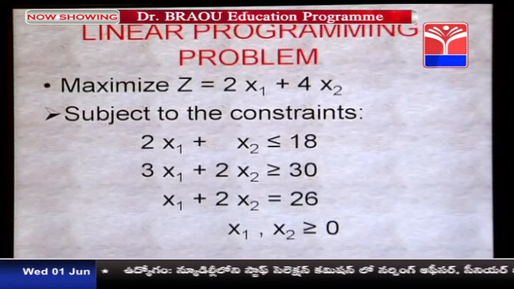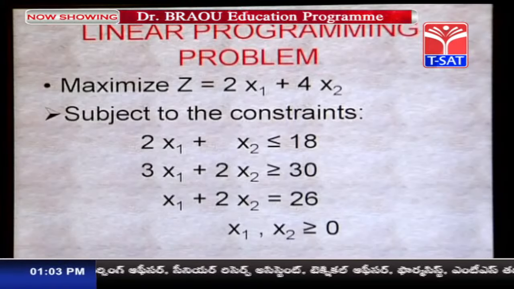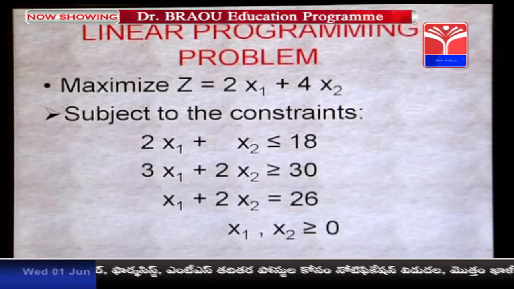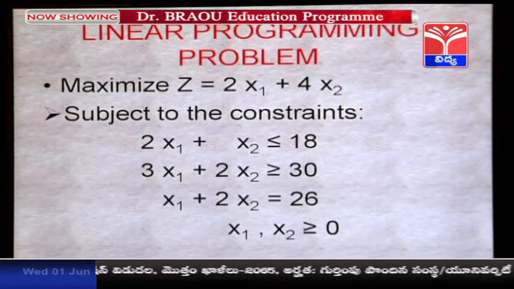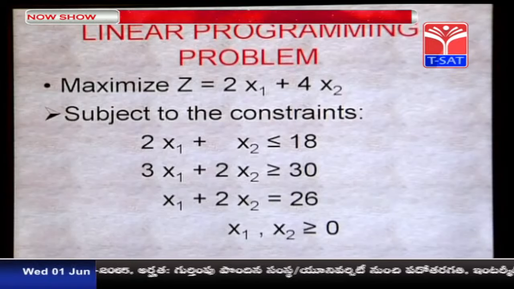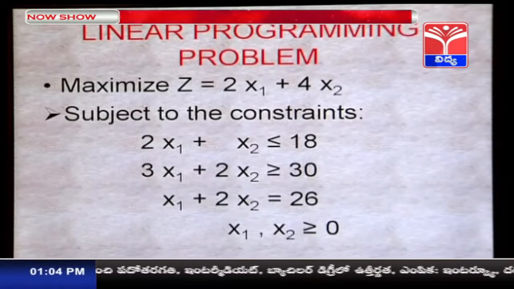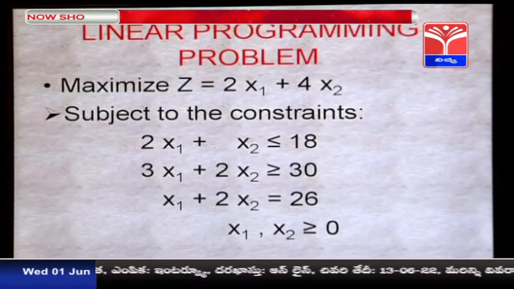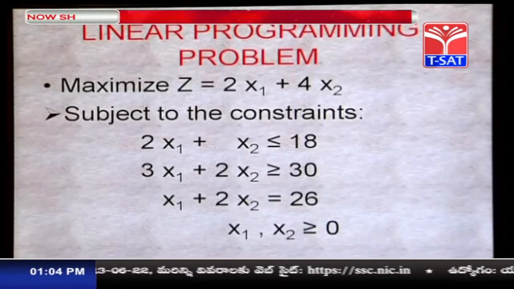Consider this linear programming problem. Maximize z is equal to 2x1 plus 4x2 subject to the constraints 2x1 plus x2 less than or equal to 18, 3x1 plus 2x2 greater than or equal to 30, x1 plus 2x2 equal to 26, and the variables must not be negative, that is non-negative, hence x1, x2 greater than or equal to 0.